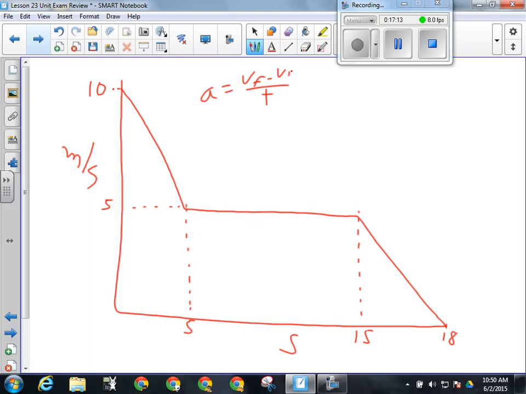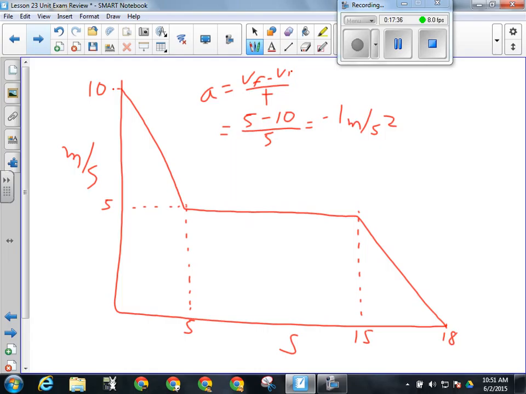Okay, in a case like this where I have multiple sections, I can just do VF minus VI over T, because that's all I'm going to have. All right, so for this one here, we'll have our 5 minus 10 over 5. So we're looking at negative 1 meters per second squared as our acceleration during that phase.